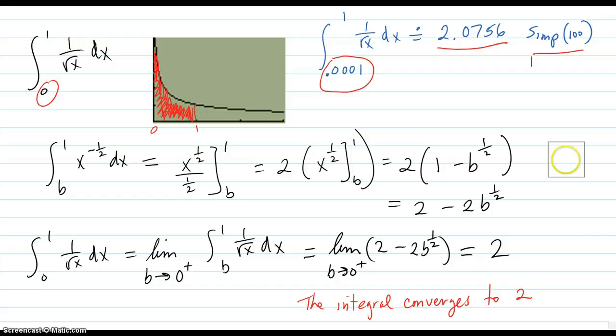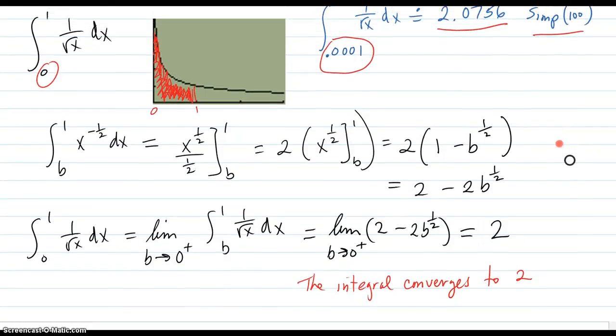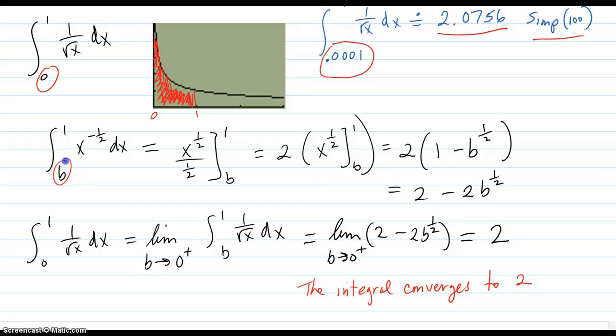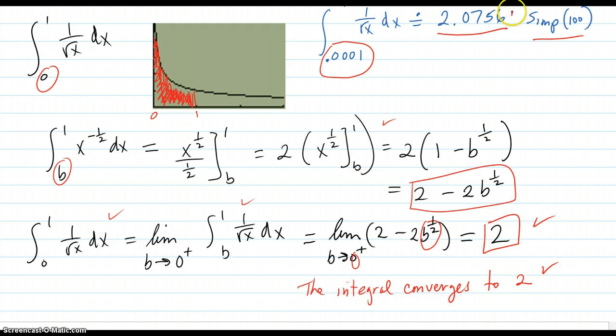So let's just see. Now we do our integration with the b down here. It comes out to be 2 minus 2b to the 1/2. So when you do your original integral, your limit notation, b goes to 0 from the plus side. So this is going to 0. Square root of 0 is 0, so it's just going to be 2. So indeed, the integral converges to 2, and that matches up to what the Simpson rule said.